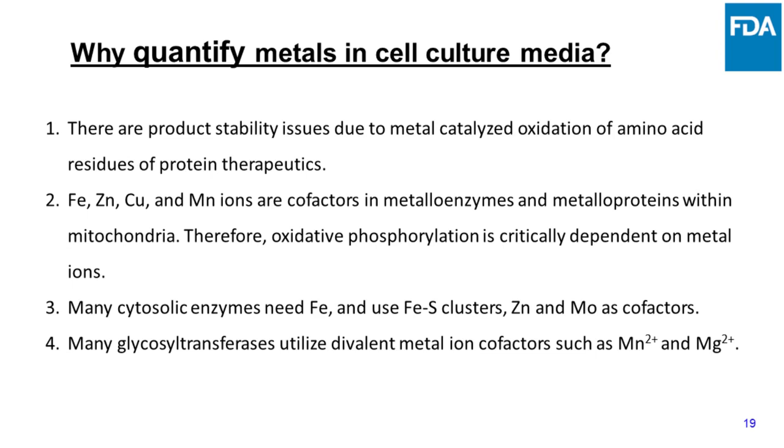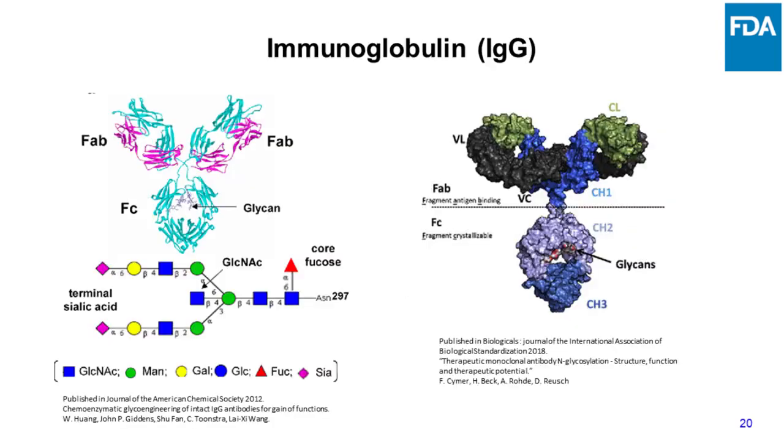For example, X-ray crystallographic analysis shows that the metal ion is coordinated to an oxygen of each of the two phosphate groups of the diphosphonucleosides and to the side chain carboxylate of an acidic amino acid residue in the glycosyl transferase. Therefore, we investigated the role of metals in hybrid cell cultures that produced a monoclonal antibody.